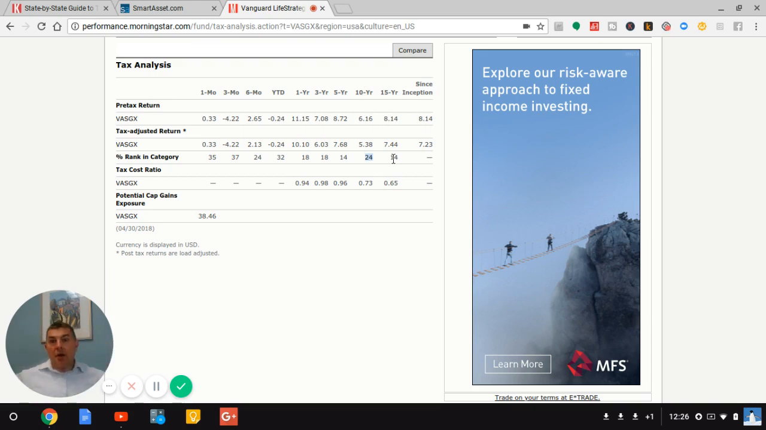Your tax cost, your percent ranking category for tax adjusted returns. You just can't beat that. You can't beat this fund for that. Even if the gross returns look less stellar, the after-tax returns look better.